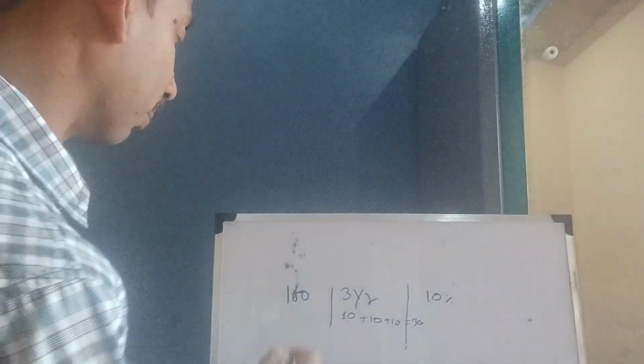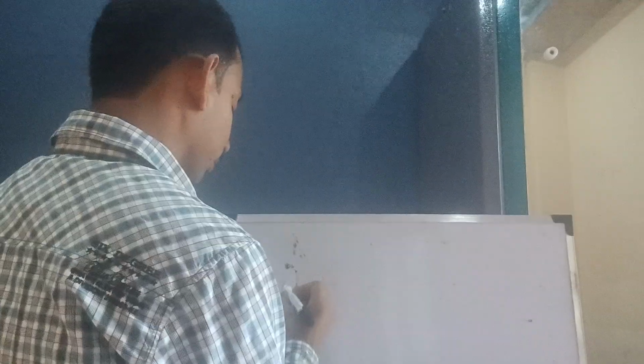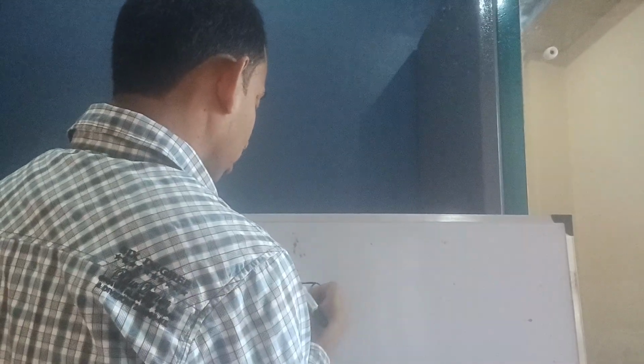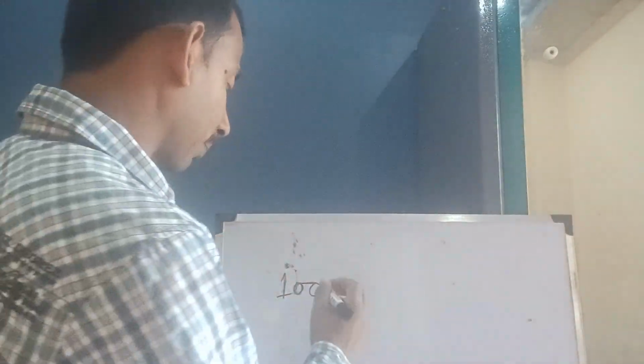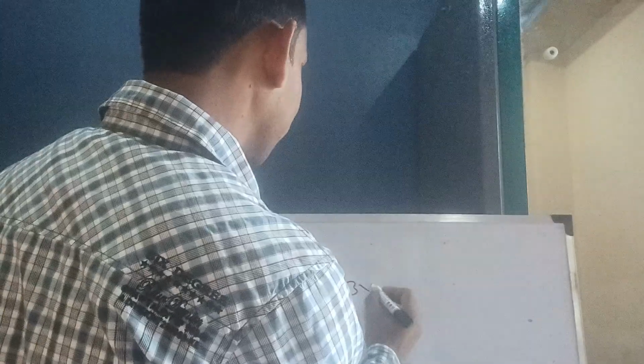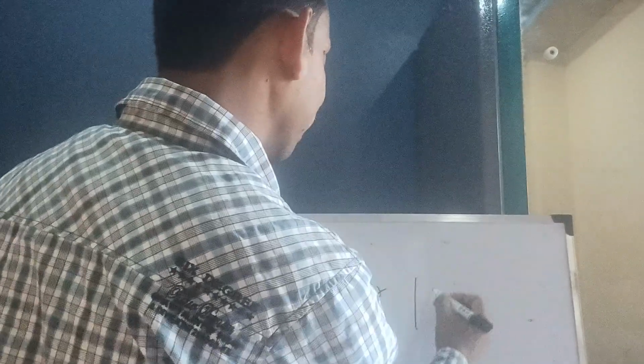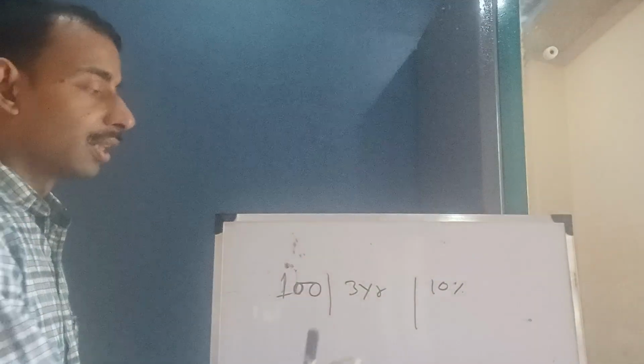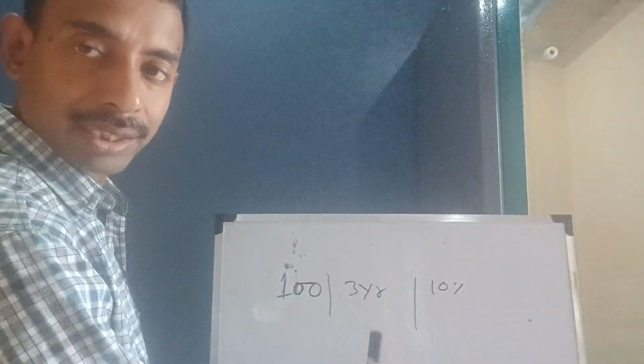Okay. Take an example. Say you are investing 100 rupees, for convenience. You are investing 100 rupees in a bank for a period of 3 years, and the rate of interest is 10% per annum. That is 10% yearly.